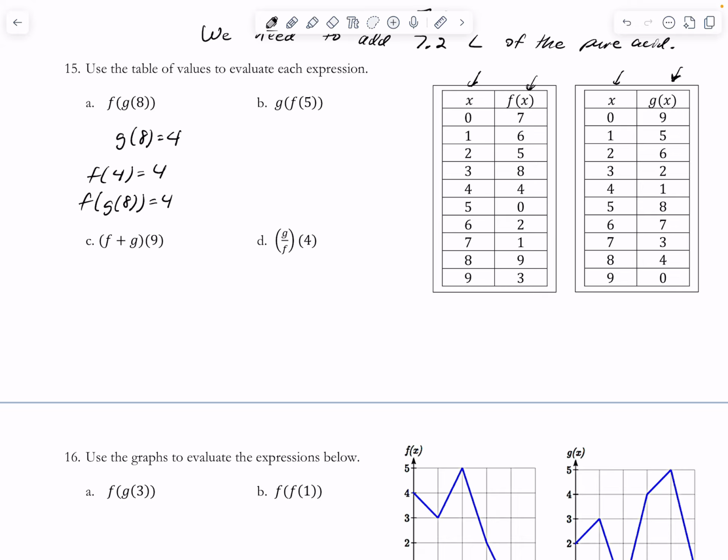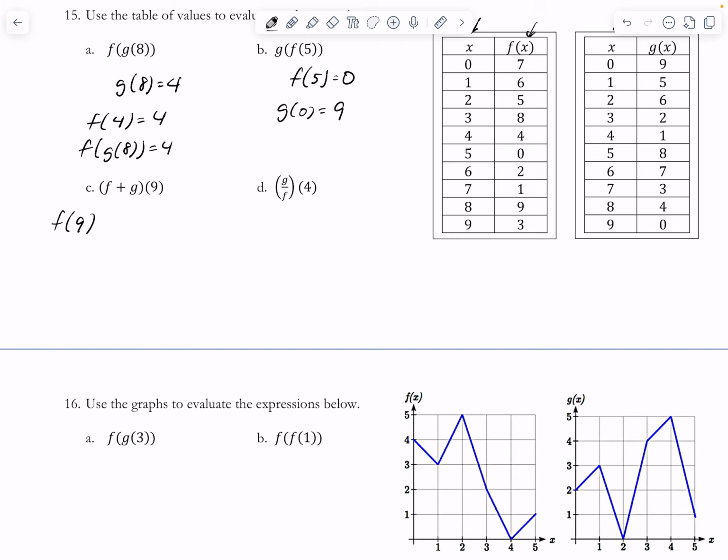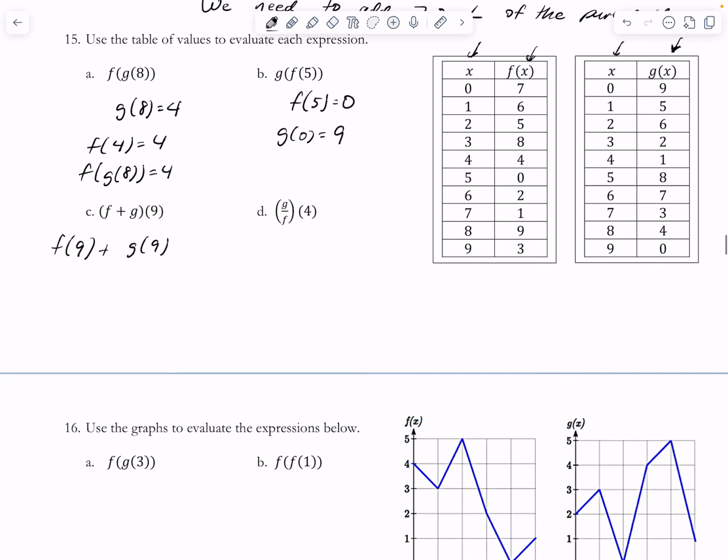Let's do g of f of 5. F of 5 is going to be 0. And then g of 0 is going to be 9. Now this one for addition, I'm going to do f of 9 plus g of 9. So f of 9 is going to be 3. G of 9 is going to be 0. Adding those together gives me 3. So f plus g of 9 is 3. Sorry, for b, let me write the final answer here. G of f of 5 is 9.